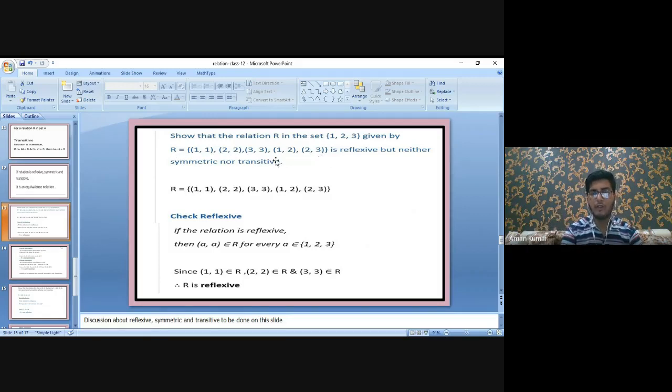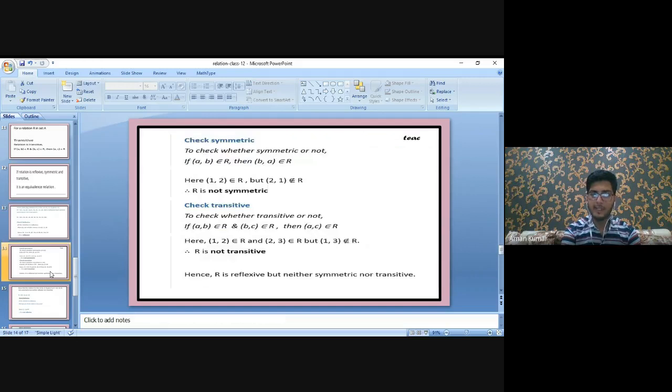So 1 is related to 2 and 2 is further related to 3, but (1, 3) is not in the relation set R, so it is not a transitive relation. If this case were not possible, then we could say that the relation is transitive. But here (1, 2) belongs to R, (2, 3) also belongs to R, but (1, 3) does not belong to R, so we can say that R is not a transitive relation.